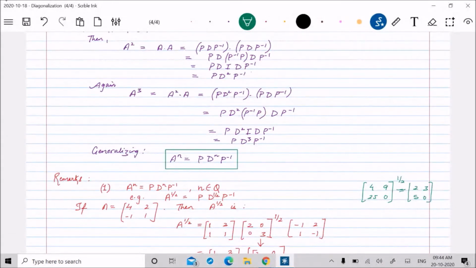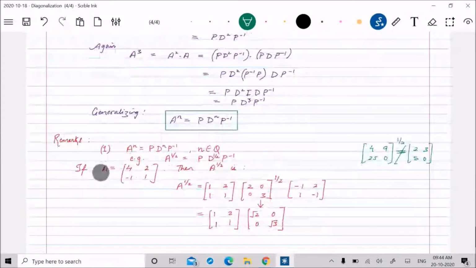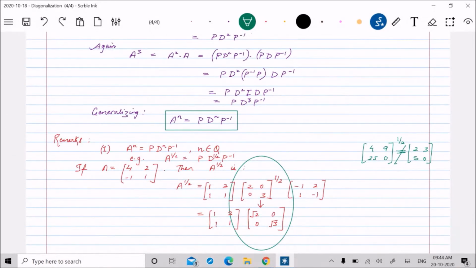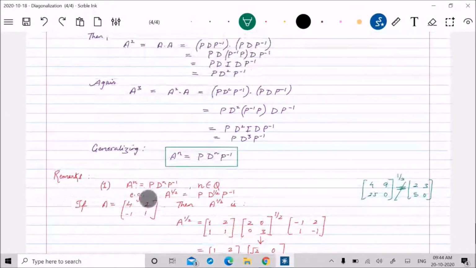This is of course false. So please be sure: finding the square root or cube root is only possible with the diagonal matrix. This step is only possible because this was a diagonal matrix. Do not generalize this to this, what I have written here.